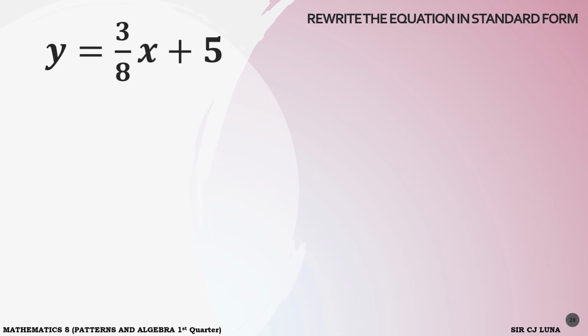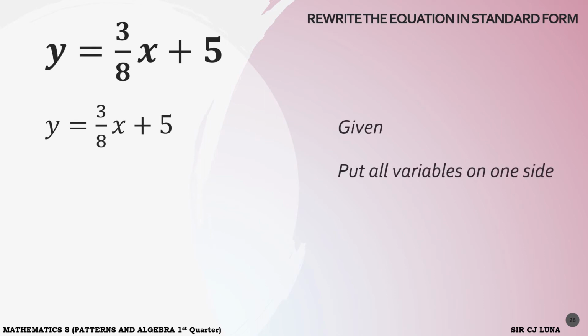How about this equation? Y equals 3 over 8x plus 5. So, as you can see, we have the variable x on the right side. So, we have to put all variables on one side. That means 3 over 8x should be transposed to the left side. Okay? So, when you say transposition, when we are transposing, we are changing the sign of the term. So, from positive 3 over 8x, it will become negative 3 over 8x. And then we will just copy plus y equals positive 5.